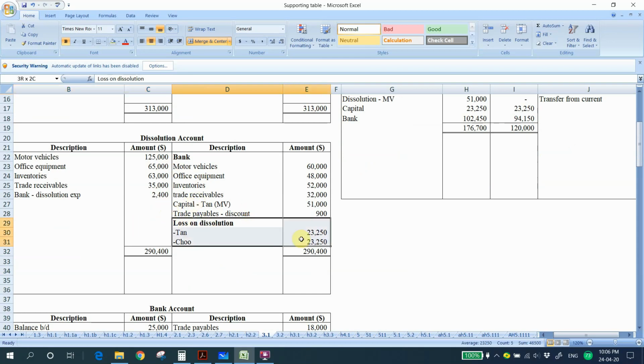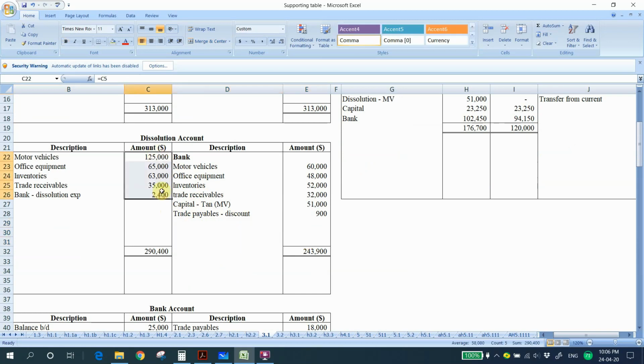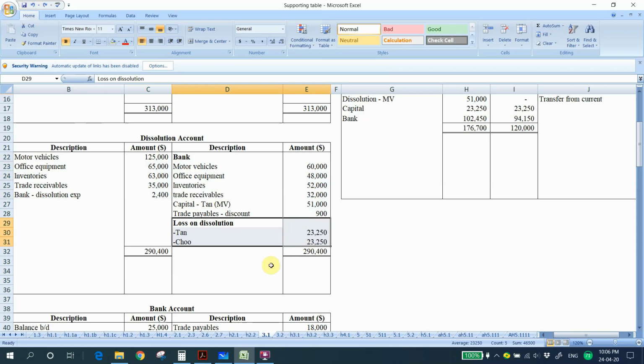For example, let's remove the loss on dissolution at this moment. This is the cost, the original amount of the company asset, and this is the amount that the company collected from the selling of asset. So from this comparison, we can know that the collected amount is much lesser than the original book value. That's why we have a loss on dissolution. You can use this logical way to find out whether this is a gain on dissolution or loss on dissolution.